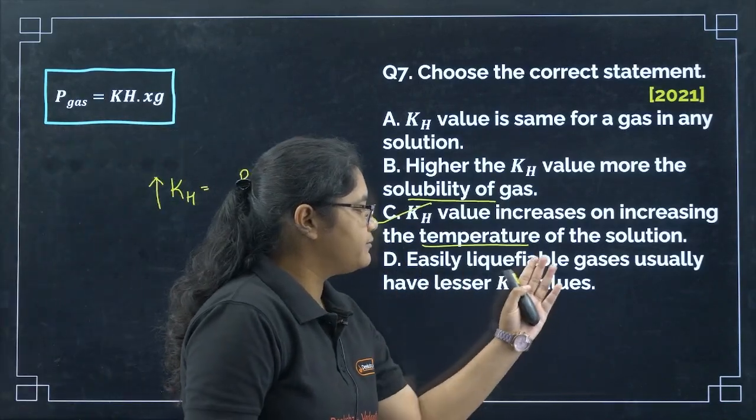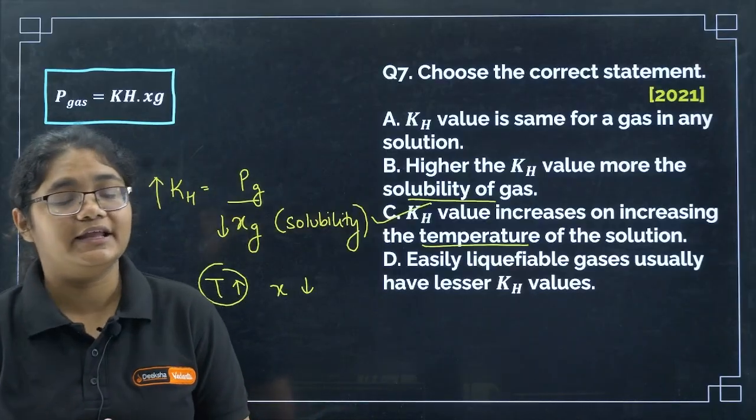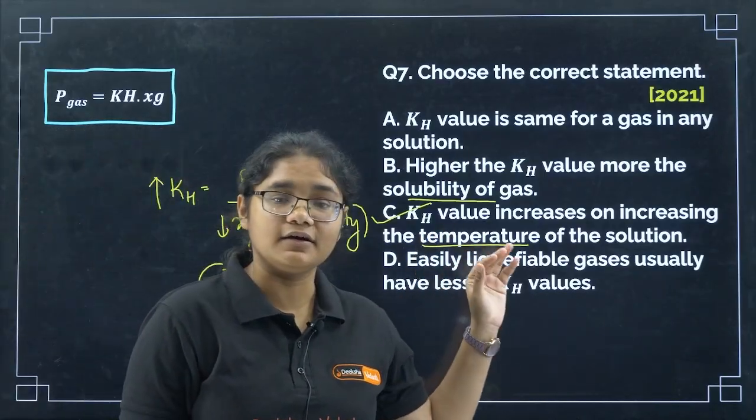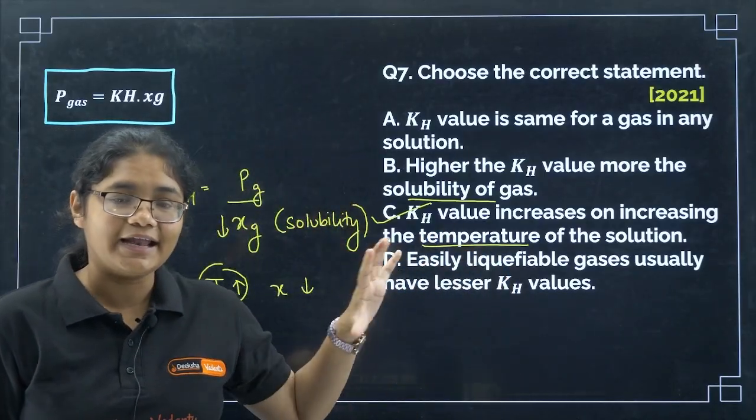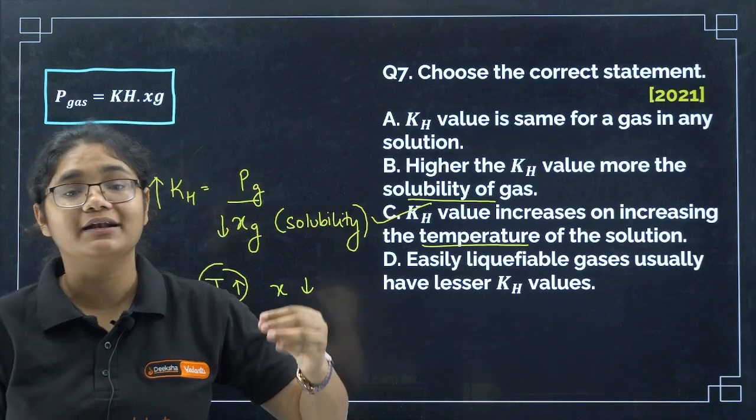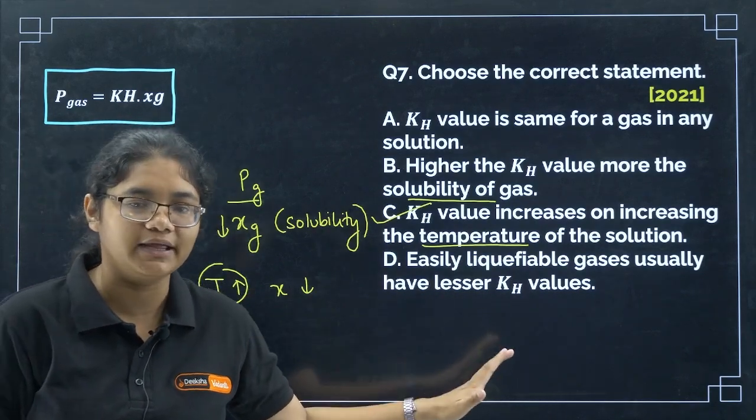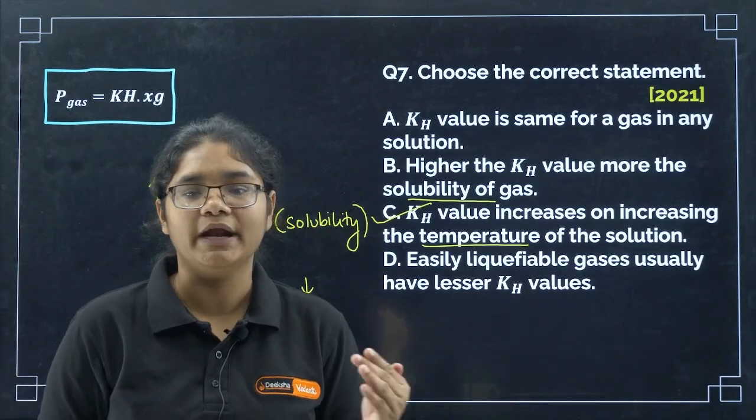Next, easily liquefiable gases usually have lesser KH value. See, most of the cases it happens like this, but there is no direct relation in this. So that is why this is not the most appropriate answer.